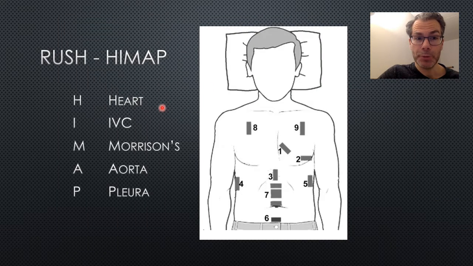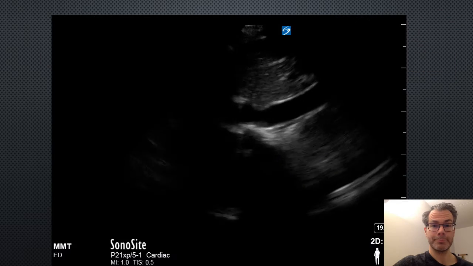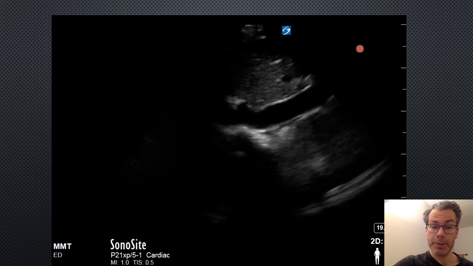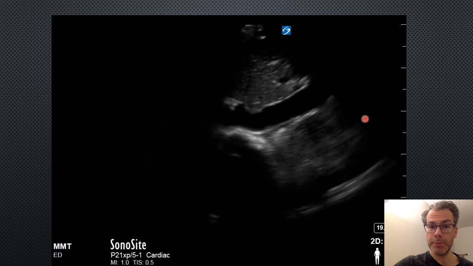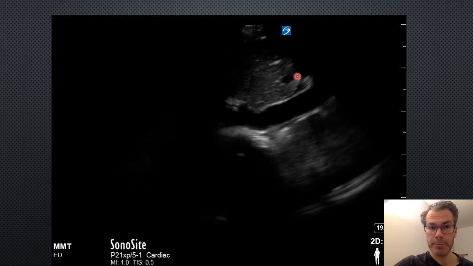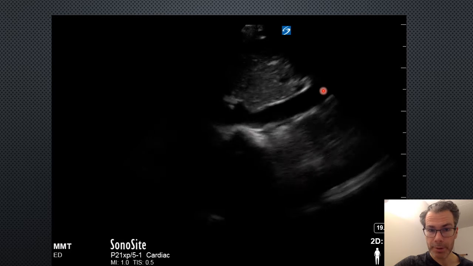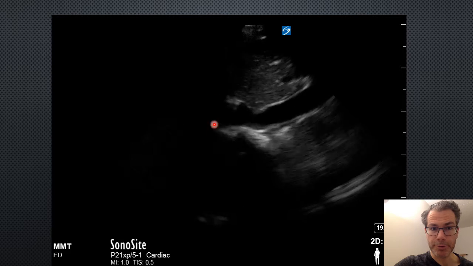Okay, so we've finished with the heart. So now we move on to the second step of the HIMAP, which is IVC. So we place the probe here, just below the xiphisternum, in the midline in the sagittal plane. So here's the IVC in long axis. The patient's head to the left of screen, feet to the right of screen. So liver anteriorly, and then the IVC running up behind the liver into the right atrium here.